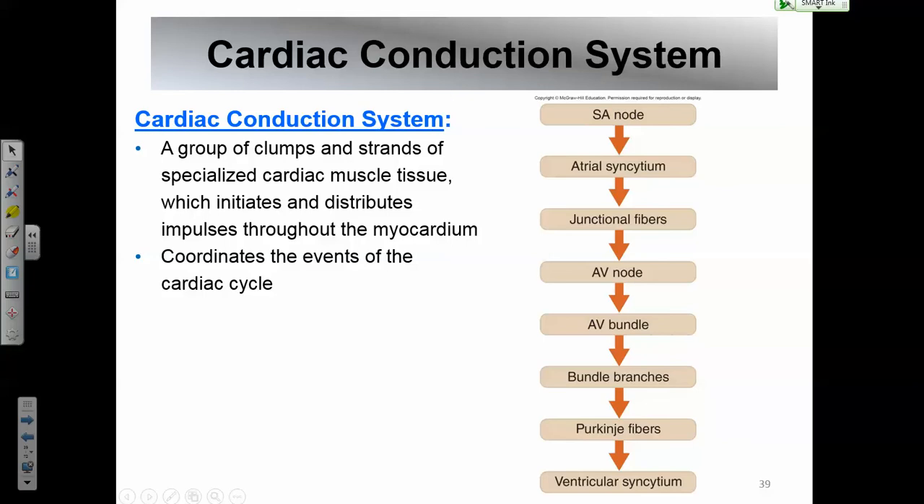Okay, now that's kind of weird. We usually think of nervous cells sending impulses, don't we? But there are some cardiac muscle cells that are designed to especially send impulses. And they are the ones that we're fixing to talk about. They're part of the cardiac conducting system.